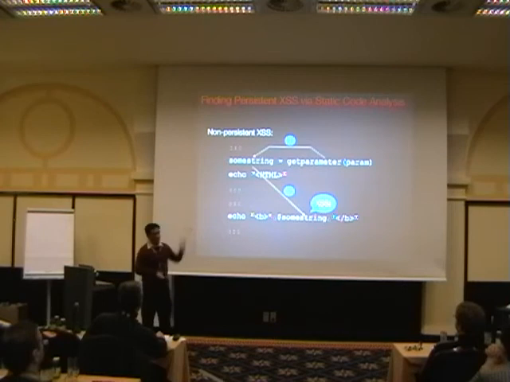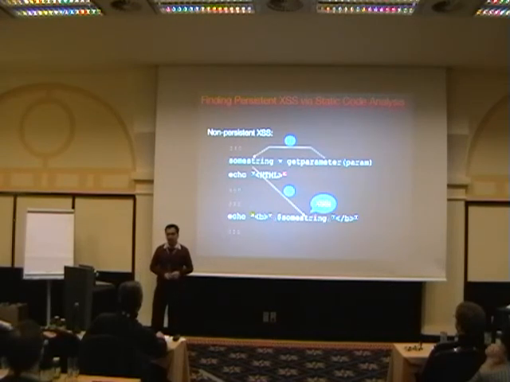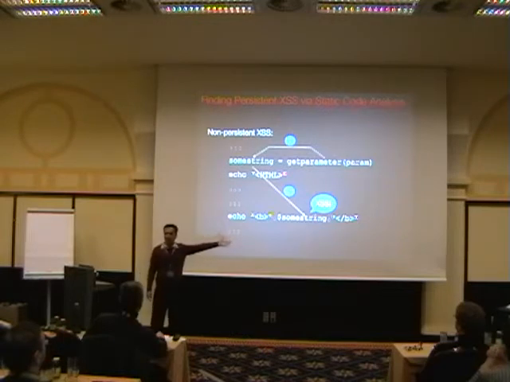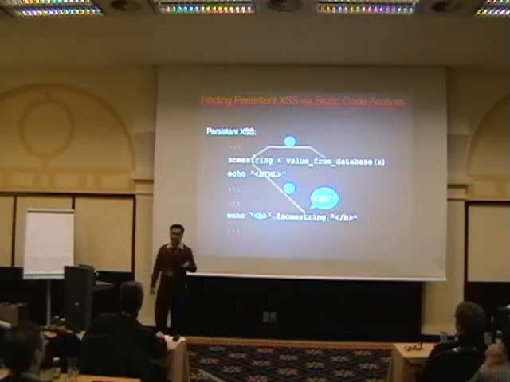You run code like this against a static code analyzer, and it'll tell you with 100% assurance that it found cross-site scripting, right? Because this is non-persistent. We have a parameter that's been put into a string and then echoed back in HTML. Fairly simple. Now look at the persistent example, right?